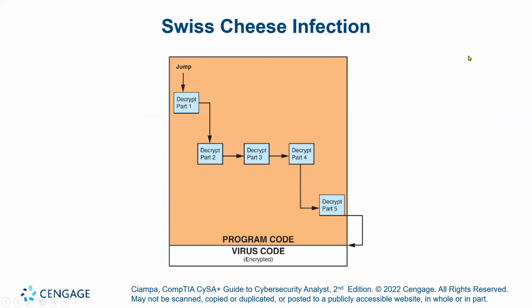So this is an example of what a Swiss cheese infection looks like. So this one basically has encrypted chunks, which is why they call it Swiss cheese. So it decrypts part of it, and then part 2, part 3, part 4, part 5, and then bops, there's your virus code. And the rest of it's there. So instead of having all of your payload at once, which is what early viruses did, it decrypts everything in chunks.